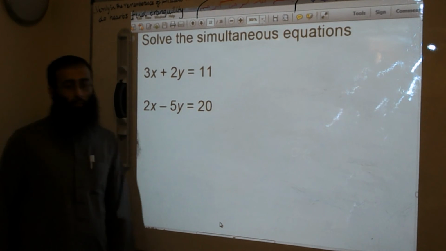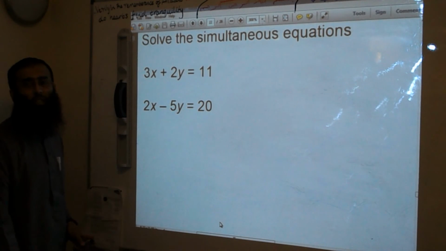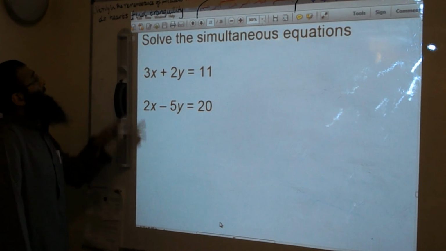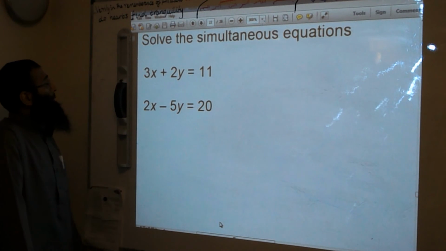Nice and big. Solve the simultaneous equations. Okay, Mr. Ramiz, are we getting a good picture on there, please? Can you check? Brilliant. Nice and clear? Solve the simultaneous equations. I think anyone will see that.